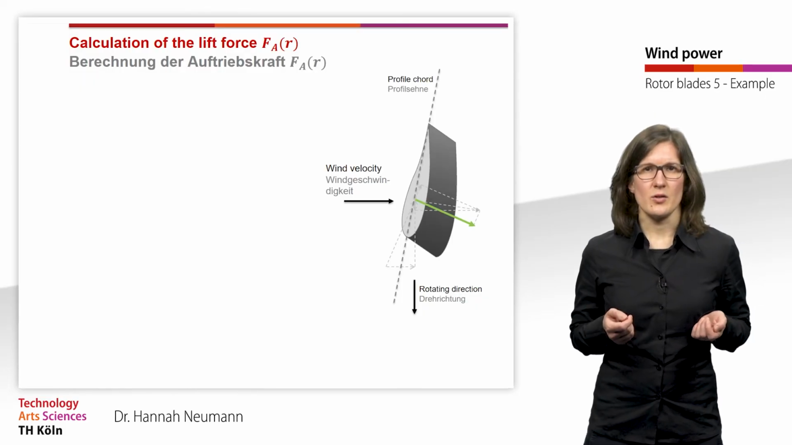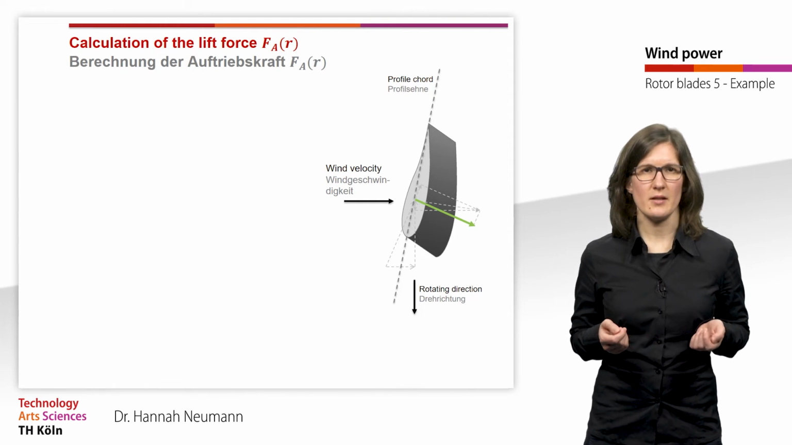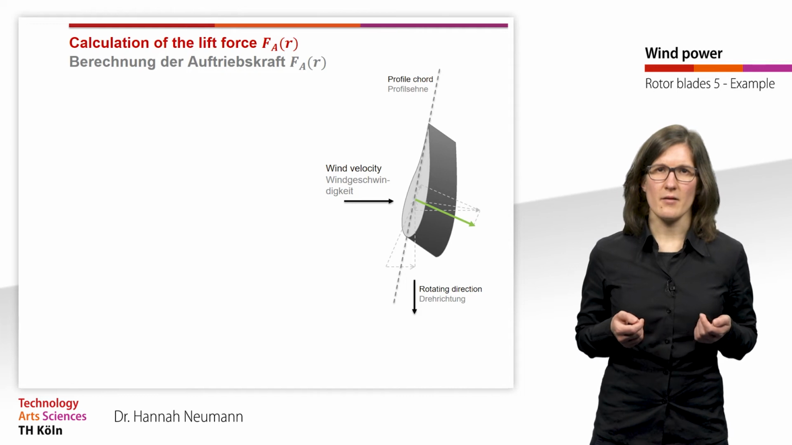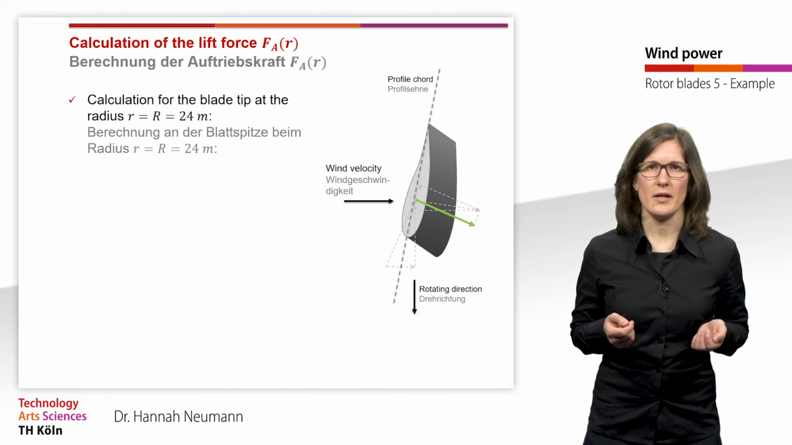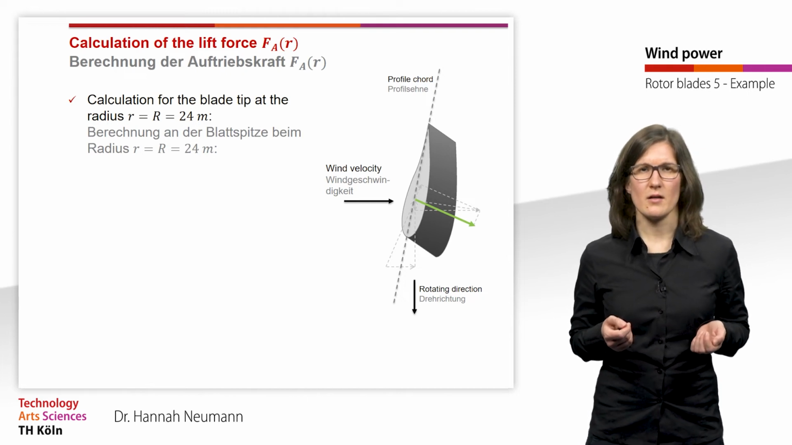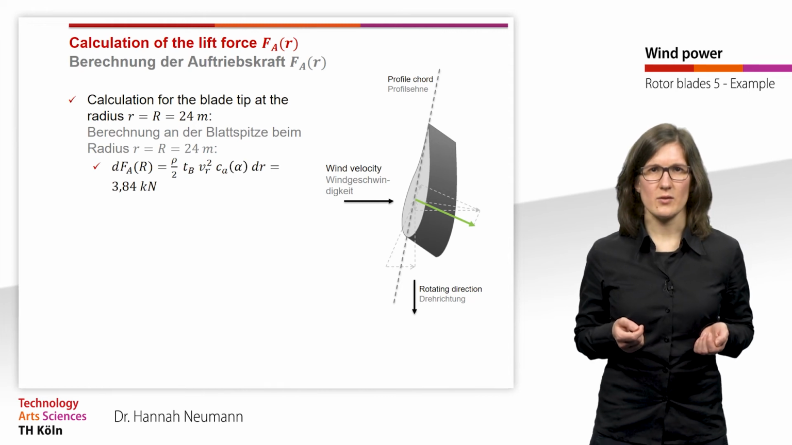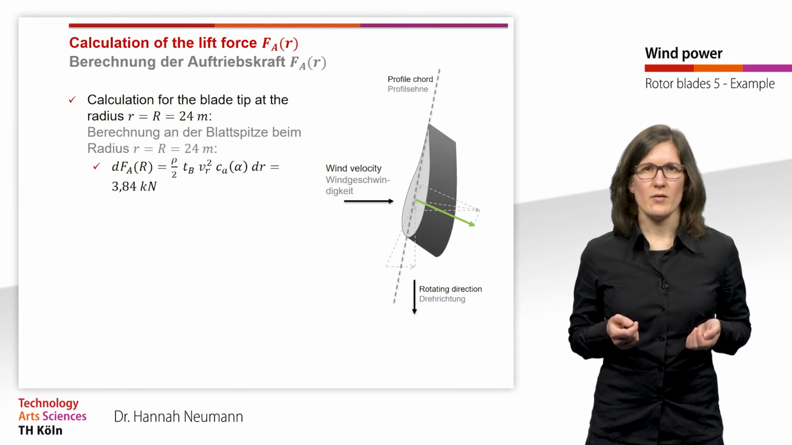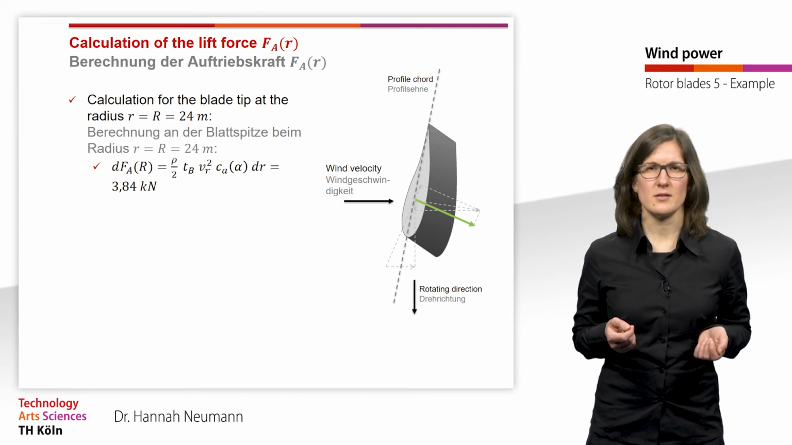After that, I want to show an example where I calculate the relevant forces at each blade element. In the beginning, we calculate the lift force Fa. First of all, we calculate the lift force at the blade tip, thus at the radius r of 24 meters. And the lift force is calculated according to the here shown formula as explained in a previous video. All values are given or we have calculated them in a previous step.